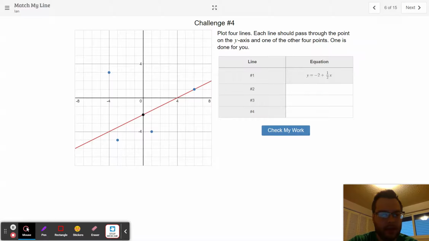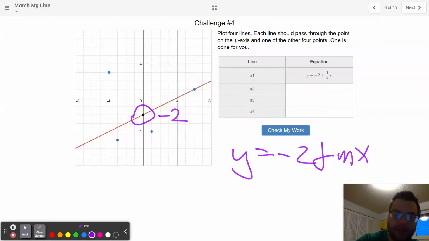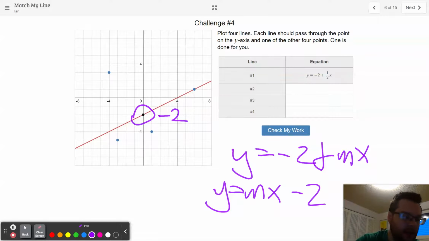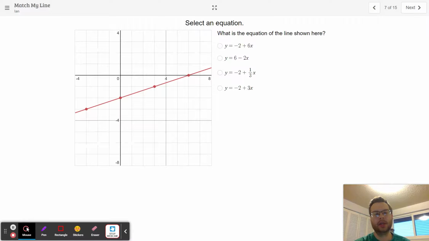All right, here we have a b value of -2. So every equation in here should either be written as -2 + mx or mx - 2. And you're counting your slope triangles between the points like that. Okay? Moving right along to some of the harder slides here. Think about the mx + b on that one, please.